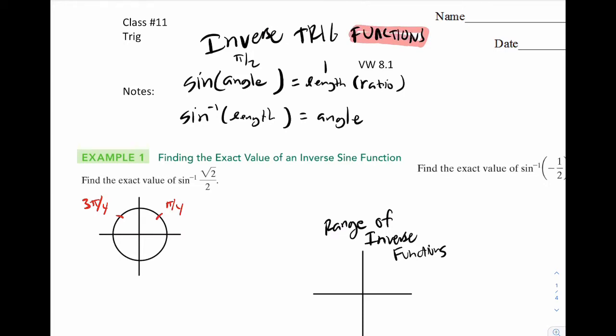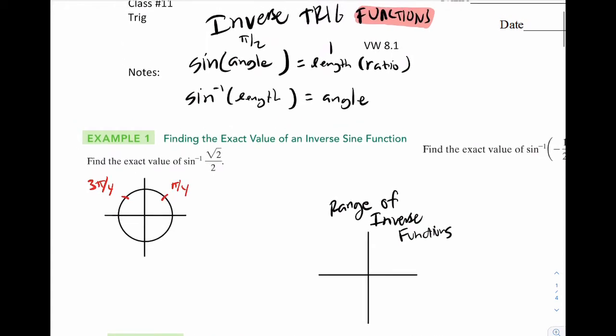Now for functions, you should recall from algebra that a function only has one answer. Every input creates only one output, which means this is an issue. We can't have these two answers. So the way we do that is we restrict the answers. For sine, we don't consider quadrants 2 and 3 here. We don't even want that. For sine, you only highlight quadrants 1 and 4.